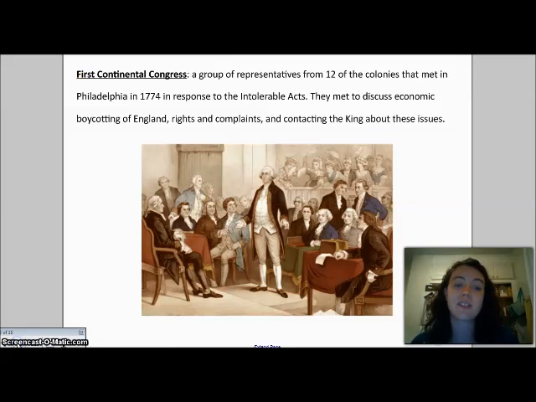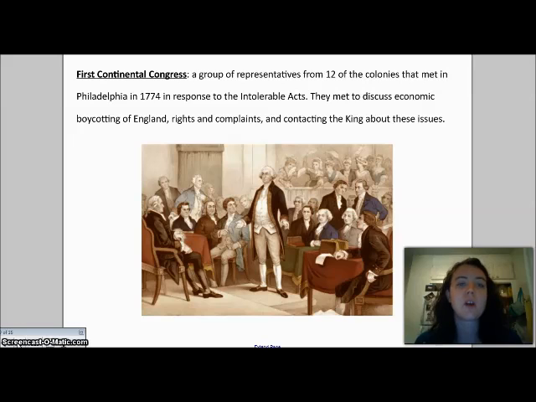So in response to that, we have the First Continental Congress, which was a group of representatives from 12 of the colonies that met together, and they decided to boycott things from England. They talked about their rights as British citizens and the complaints that they had against the king, and they decided to contact the king about these issues.